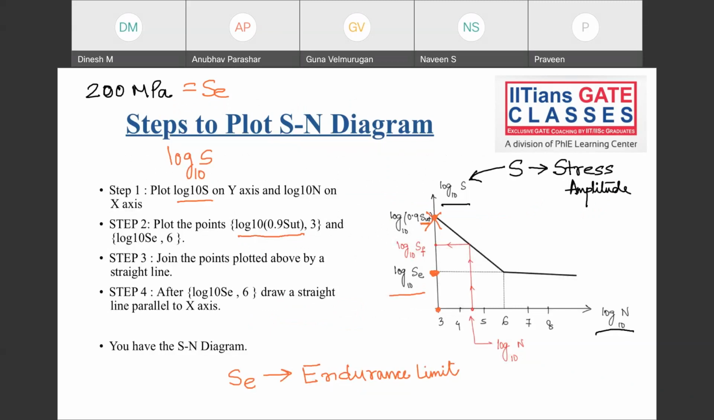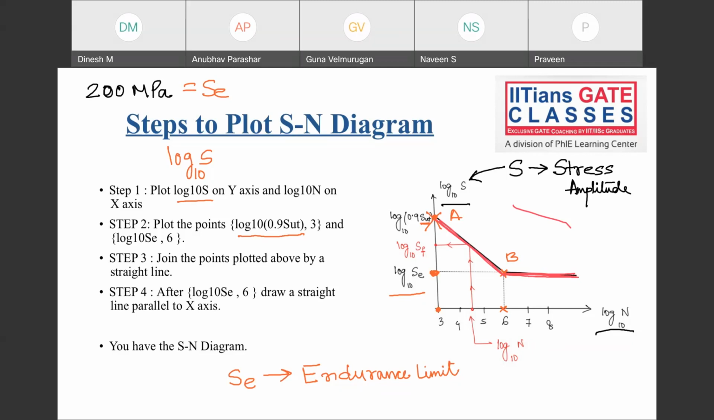So corresponding to this point, we are going to have 6. So we'll plot this point. Two points again. We have plotted point A and we have plotted point B, let me say. You'll simply join these two points, A and B. And thereafter, it is a flat curve, a curve which is parallel to the x-axis.